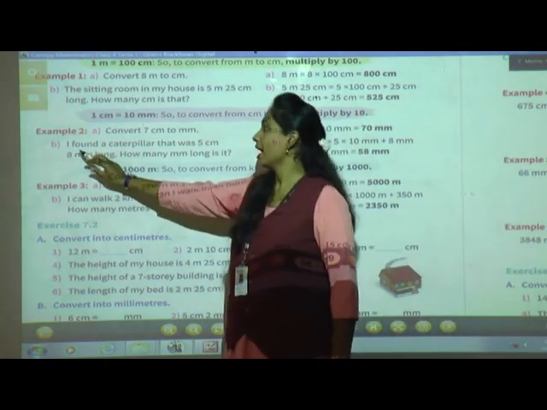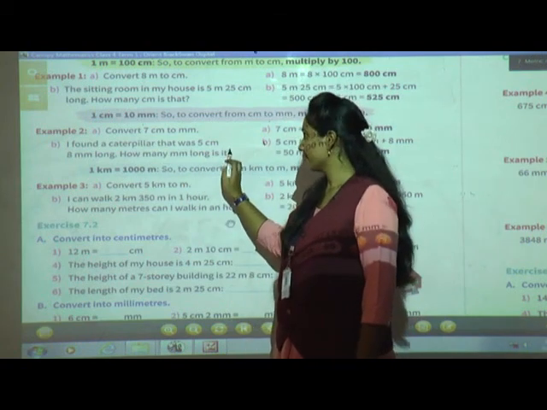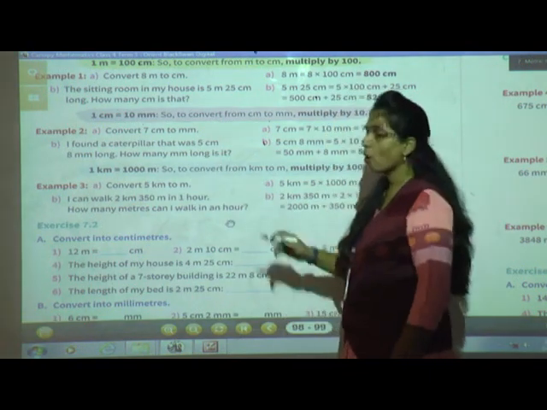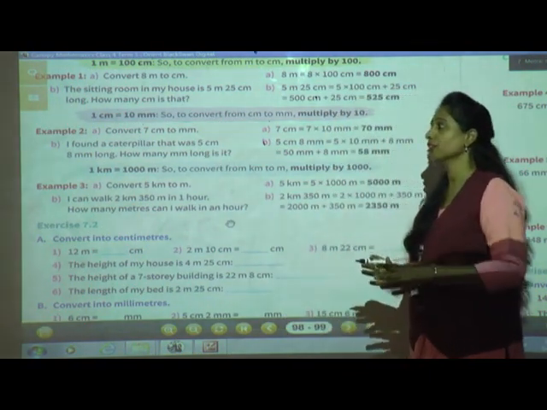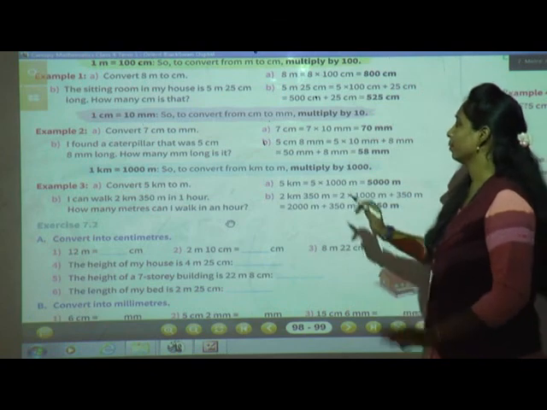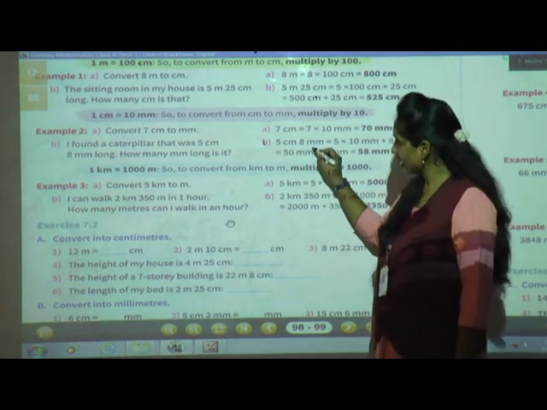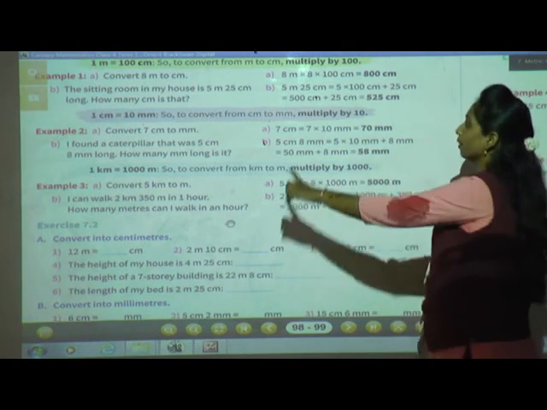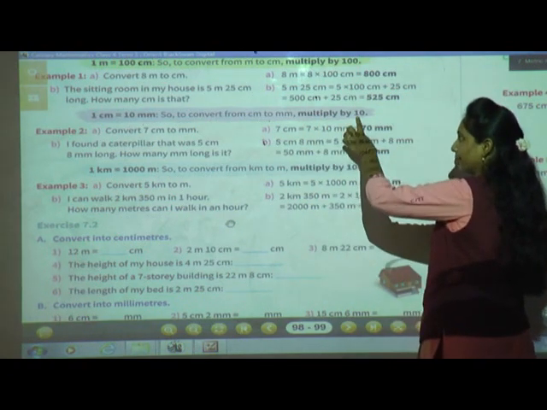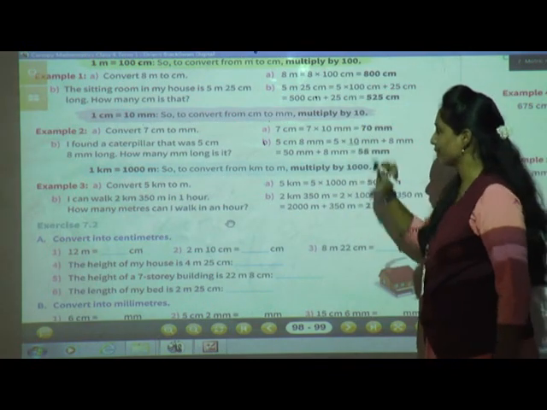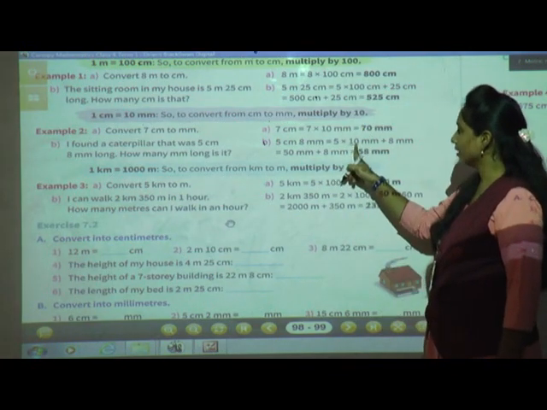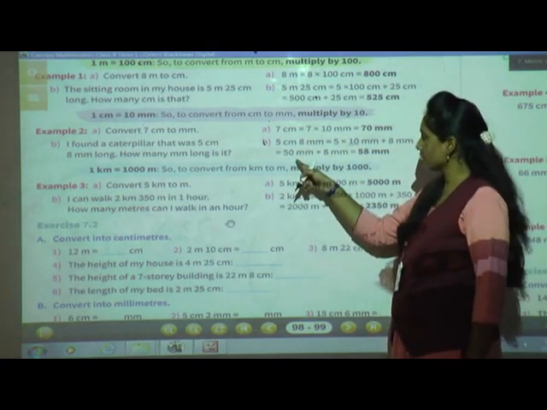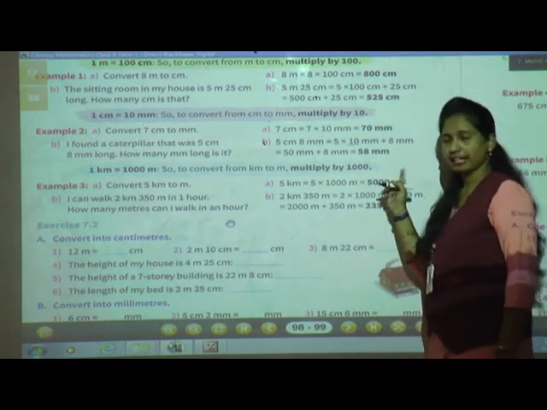The second example. I found a caterpillar that was 5 centimeter and 8 millimeter long. How many millimeter long is it? We have to measure in millimeter only. So they had given 5 centimeter and 8 millimeter. So write 5 multiplied by 10. Why? Because to convert centimeter into millimeter, we have to multiply by 10. So 5 tens are 50 and add 8 mm. So we get 58 mm.